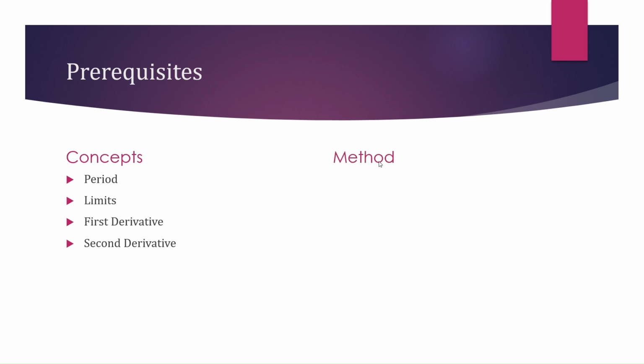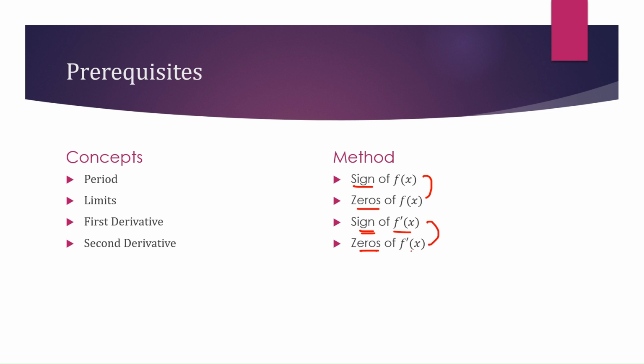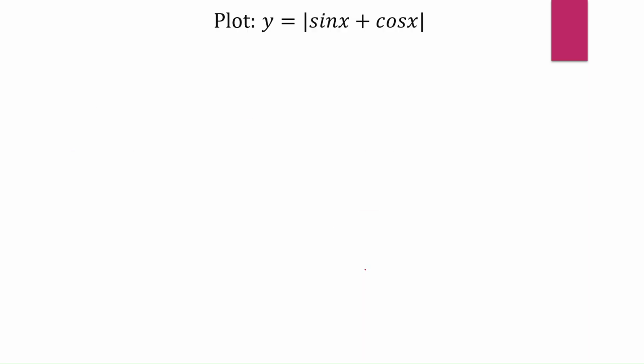Now let us see the method of plotting the curves. The first step involves finding the sign of f of x, where f of x is a given function, and finding the zeros of f of x. Next, we go into the derivative of f of x, find its sign, whether it's positive or negative, and also find the zeros of f dash of x. Sometimes we also use f double dash of x. As we go into advanced problems, we'll see how to use it.